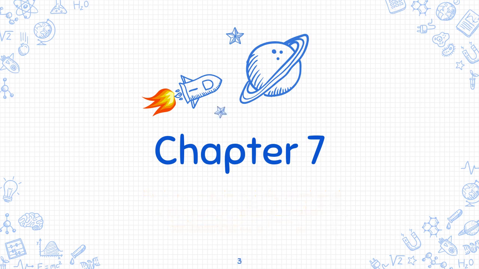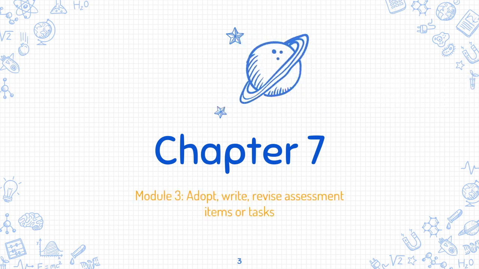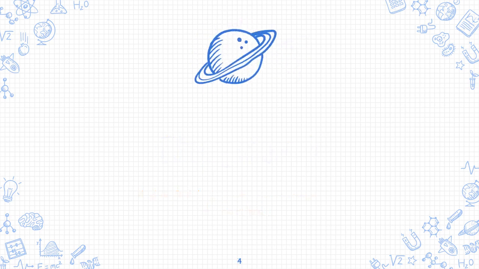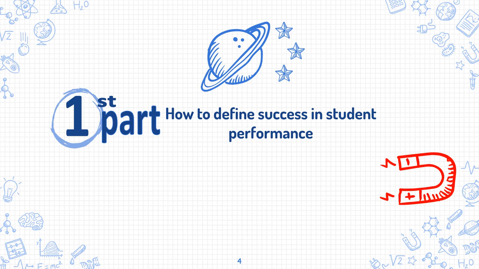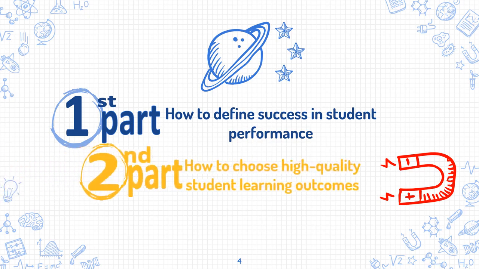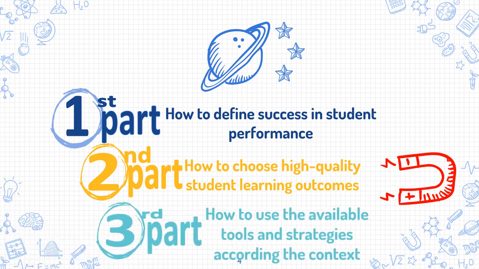Module 3: Adopt, write, revise assessment items or tasks. In this third module of our video series on Chapter 7 about adopting, writing and revising assessment items or tasks, we will address how to define success in student performance. Then in a second part we will discuss how to choose high-quality student learning outcomes, and finally in a third part we will see how to use the available assessment tools and strategies according to the context.